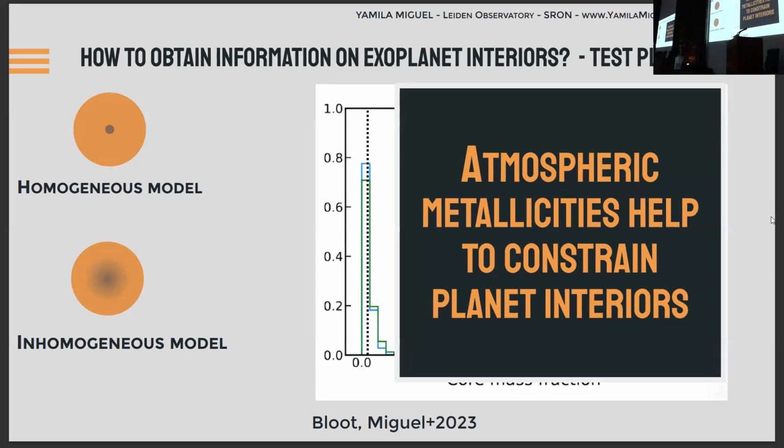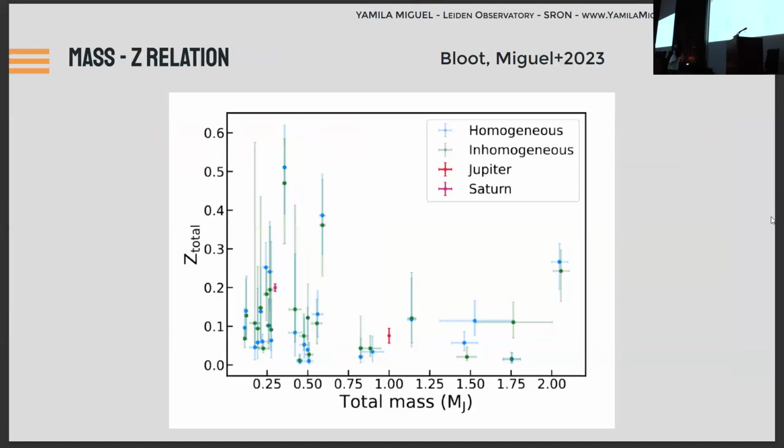All right, first thing that is important is that atmospheric metallicities really help us, or will help us in the future, to constrain interiors of exoplanets. So this means that we can now start trying to learn a little bit more about the interior structure of these objects. This is the result that we are finding for the sample of 32 exoplanets.